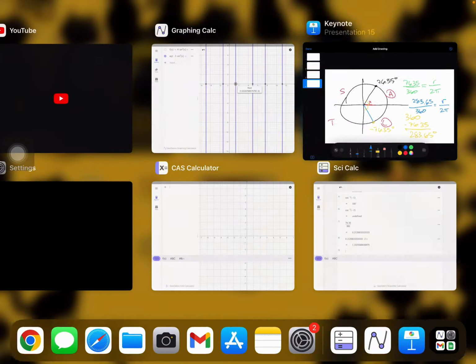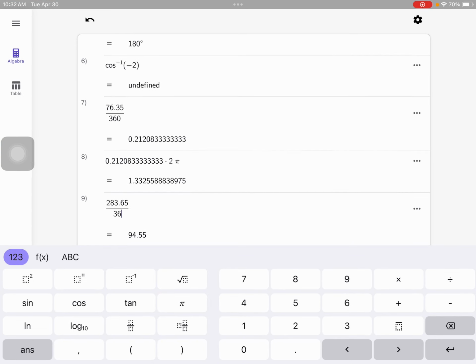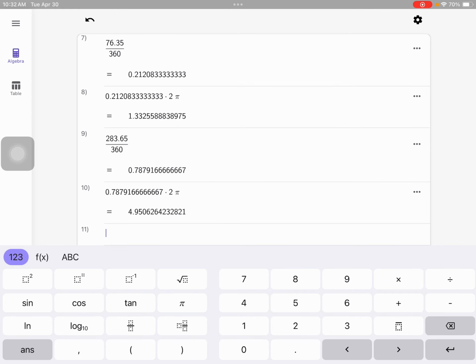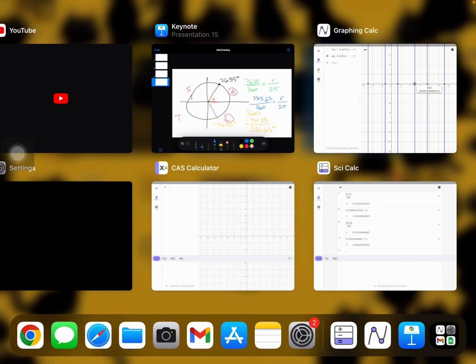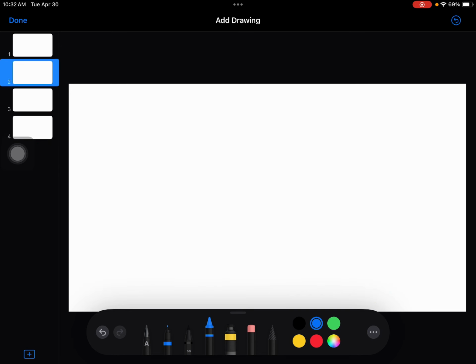Next one, 283.65. 283.65 divided by 360 gives us that. Insert our answer, multiply it by 2 pi. Oh, and lo and behold, we get 4.95, making sense of the graph. And so I always like to say that graphs and tables and algebra are just three sides of the same coin. I don't think we should have to prove it in every instance, but there we took 10 minutes to solve a 2-minute problem. Let's try one more, since we have time for one more.